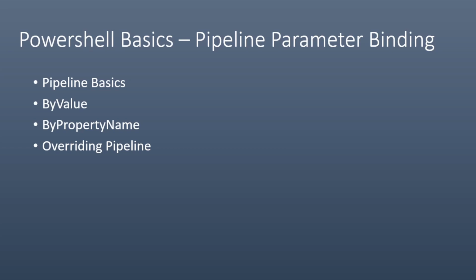In this video, we're going to be going over pipeline parameter binding. So this is another video in my PowerShell Basics series, which looks at some of the fundamental concepts for people who are using PowerShell. So in here with pipeline parameter binding, we're going to look at pipeline basics, talk about the two ways that PowerShell works with pipeline data, the by value system and the by property name system. And we'll finally talk about overriding the pipeline. So allowing me to change how PowerShell works with this information by default.